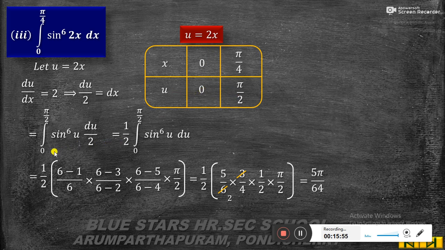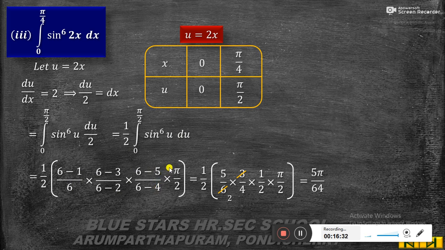Therefore you substitute. Here you write integral 0 to pi by 2 sine power 6 u into dx, which is du by 2. You write 1 by 2 as the constant: 1 by 2 into integral 0 to pi by 2 sine power 6 u du. In the next step, here is the sine function and n is even. So for n even you take the formula 6 minus 1 by 6, 6 minus 3 by 6 minus 2, 6 minus 5 by 6 minus 4.